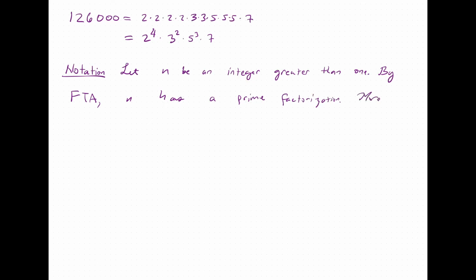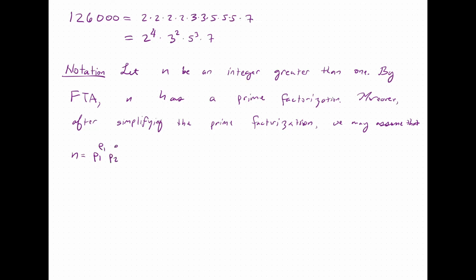And moreover, after simplifying the expression, collecting exponents, we may assume that the prime factorization of n is equal to p1 to the e1, p2 to the e2, all the way until we get to some p sub k to the ek, where each p sub j is a distinct prime.